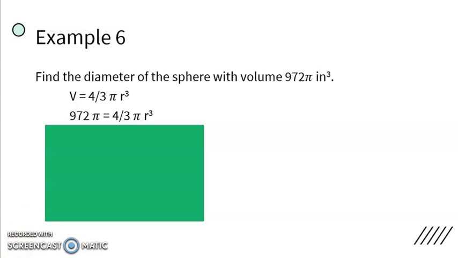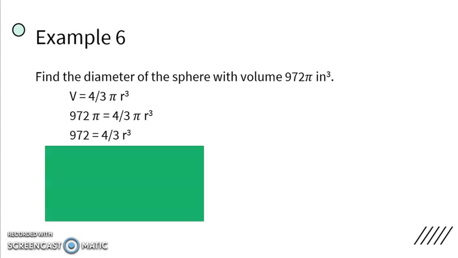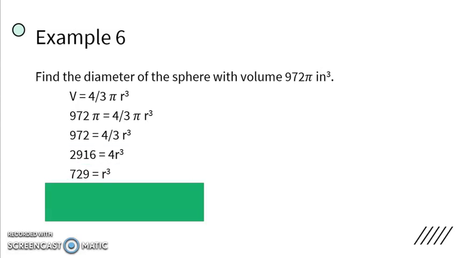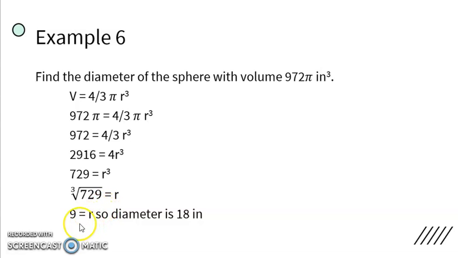The first thing I'll do is divide by pi. Then I'll multiply by 3 to get rid of this 3 in the denominator here. Then I'll divide by 4 to get the r cubed alone. And finally, I'll do the cube root of 729. Most calculators are able to do that. On mine, I have a TI-84. If you hit the math button and it's number 4, we'll do a cube root. And then you type in your 729. So the radius turns out to be 9. So if the radius is 9, the diameter is going to be 18.